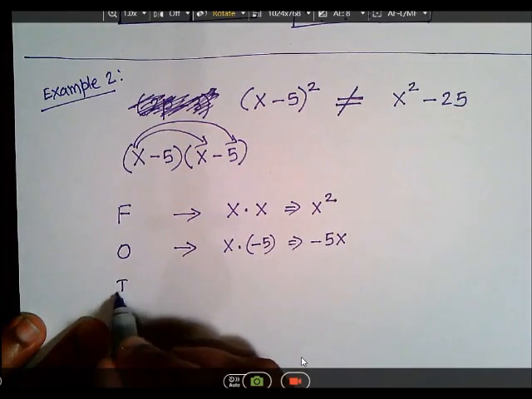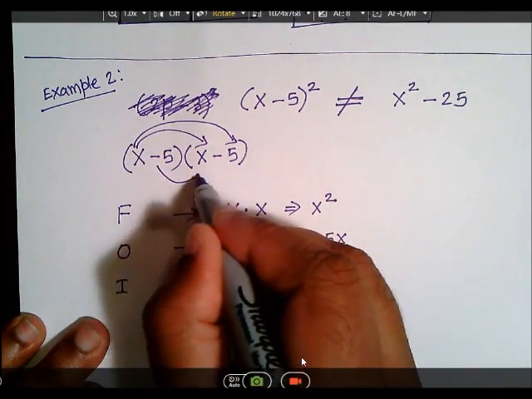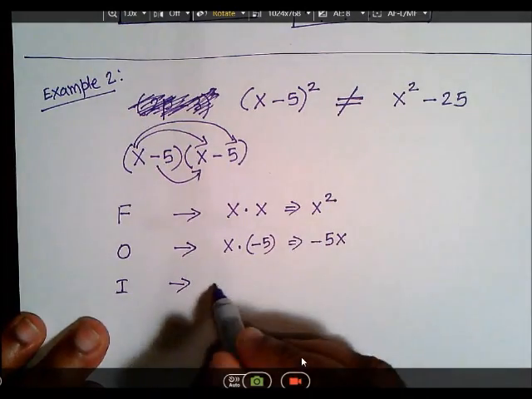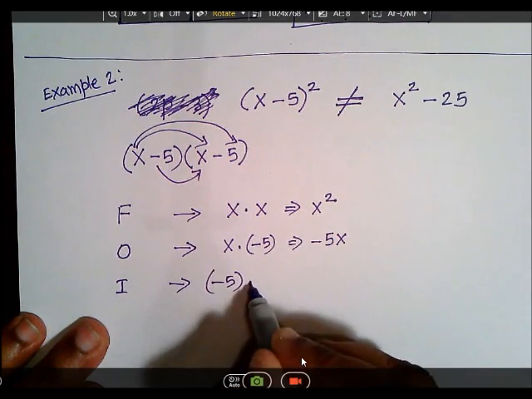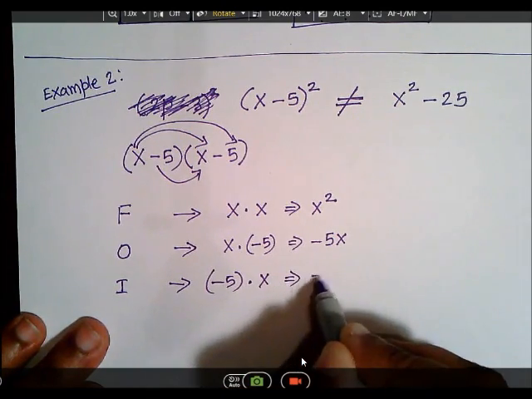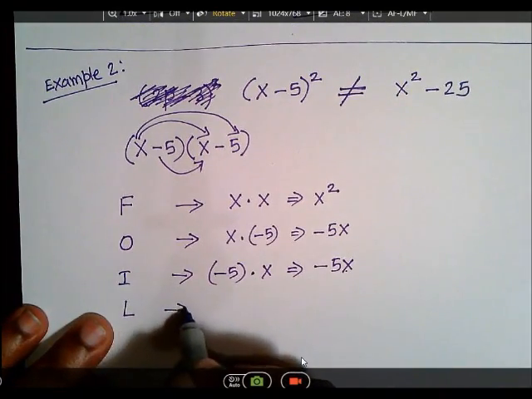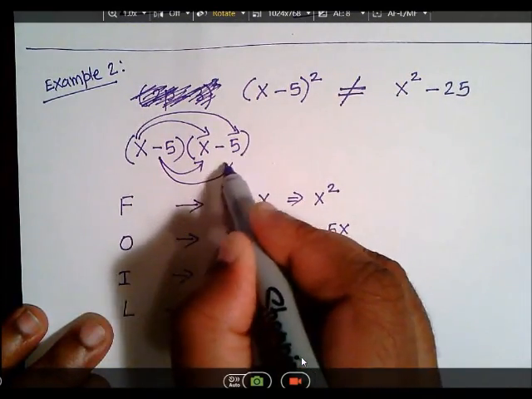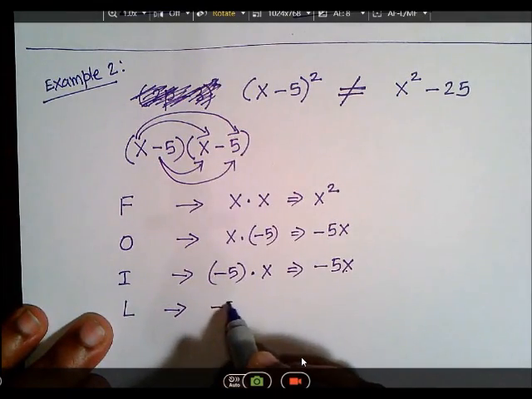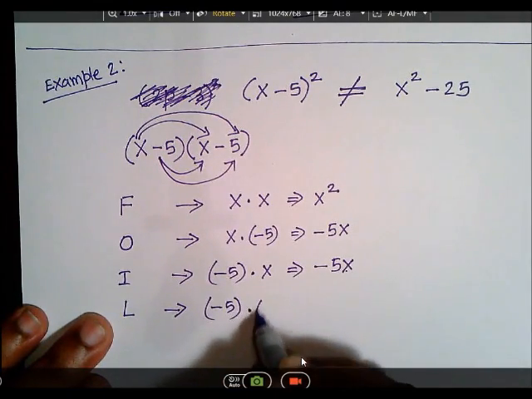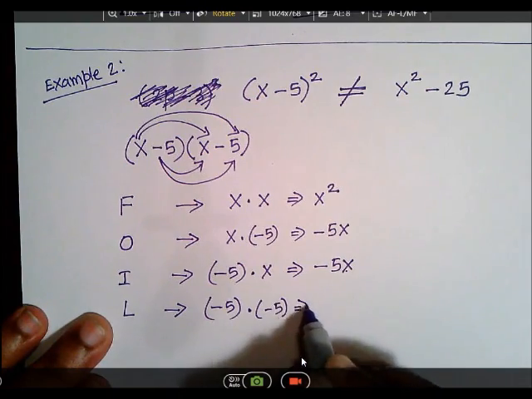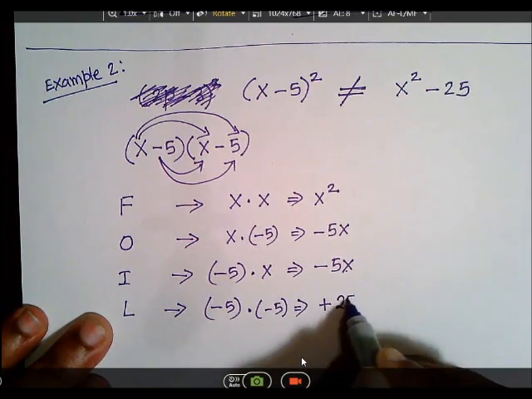And the inner terms are negative 5 and x. So it's negative 5 times x, which is going to give me another negative 5x. And now the last terms. The last terms are negative 5 and negative 5. So it's negative 5 times negative 5, which will give me a positive 25.